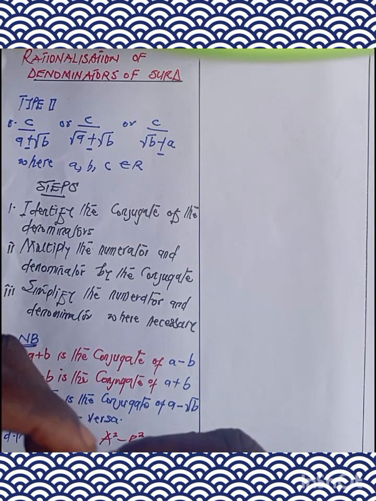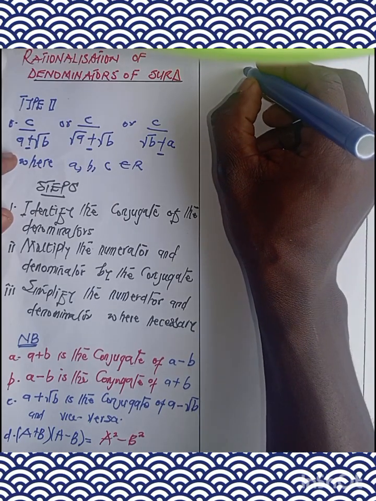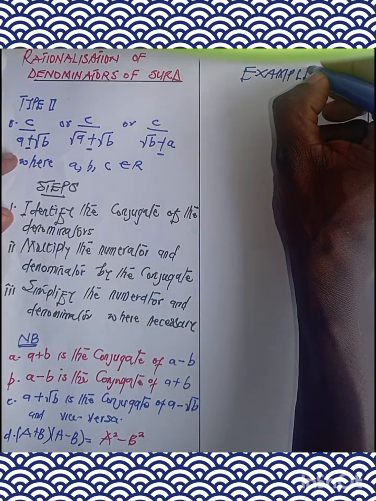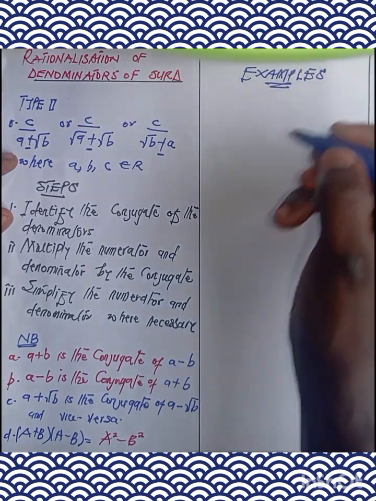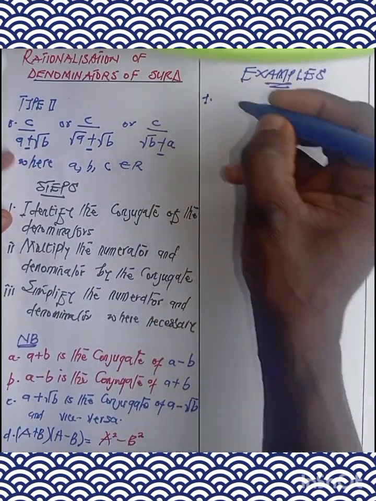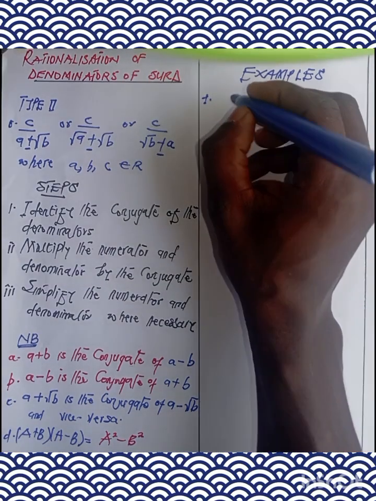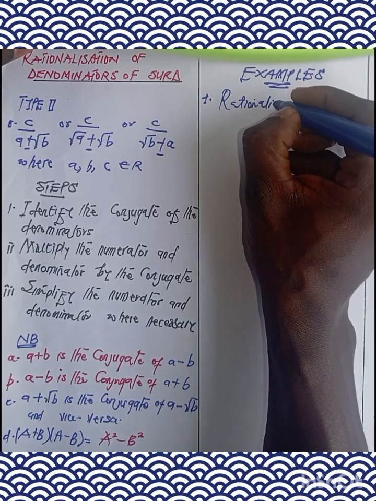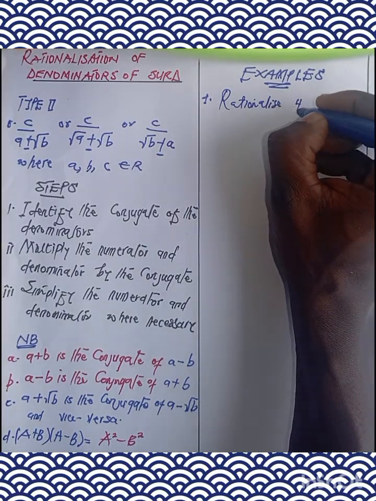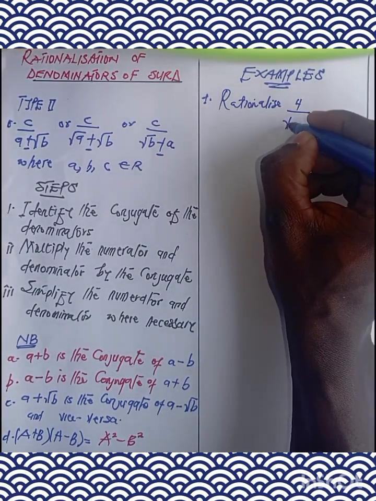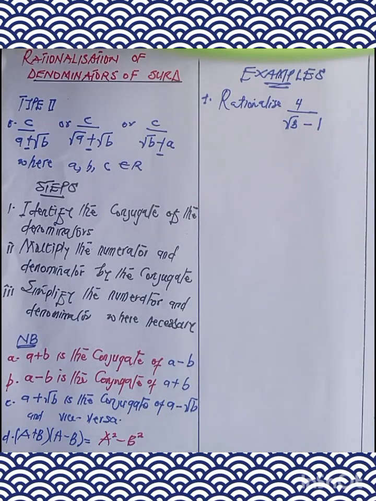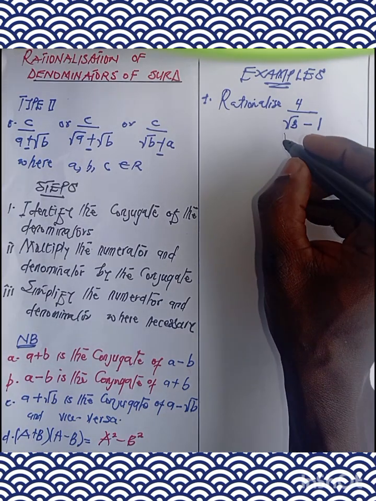Okay, now let's take examples. So we are going to start with example 1. The first example that we are looking at is we are to rationalize 4 over root of 3 minus 1. We are to rationalize 4 over root of 3 minus 1.